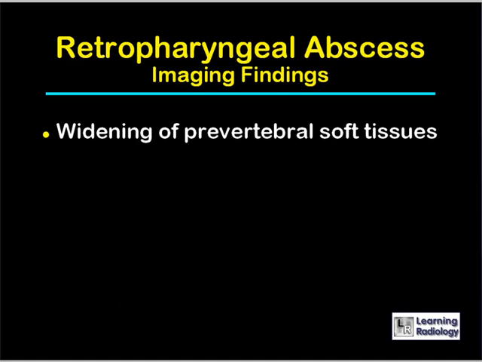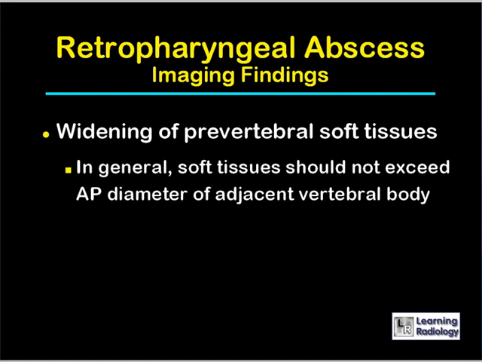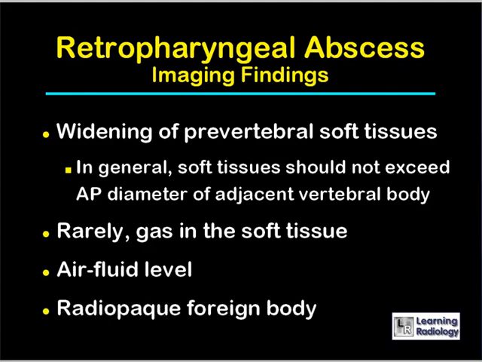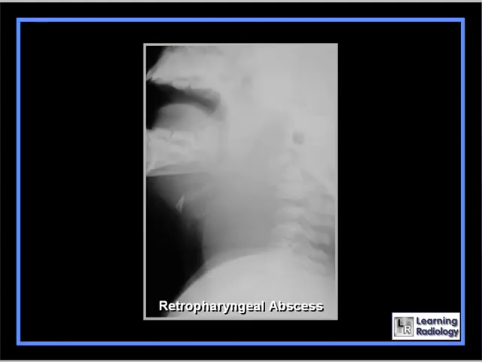The imaging findings in retropharyngeal abscess are widening of the prevertebral soft tissues. In general, if you can't remember the size of the prevertebral soft tissues normally, then just remember that they should not exceed the AP diameter of the adjacent vertebral body. Rarely there may be gas seen in the soft tissue. Also rarely there may be an air fluid level, and there may occasionally be a radiopaque foreign body visible.